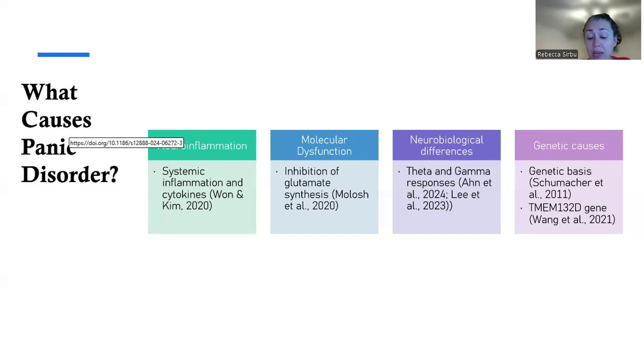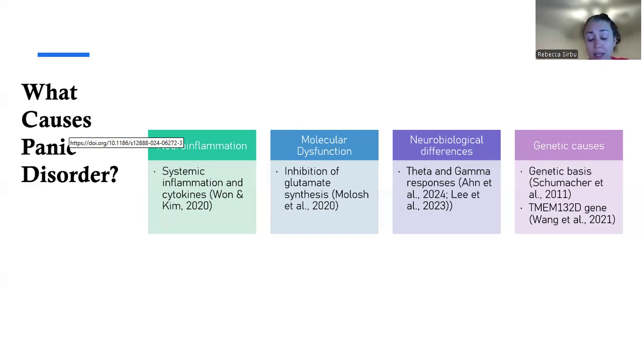Another study postulates panic disorder as a result of inhibited glutamate function, which causes overactivation of the amygdala and subsequent amygdala dysfunction that results in persistent conditioned fear. If the conditioned fear responses are not extinguished, even when there is no tangible threat, then individuals develop panic disorder.